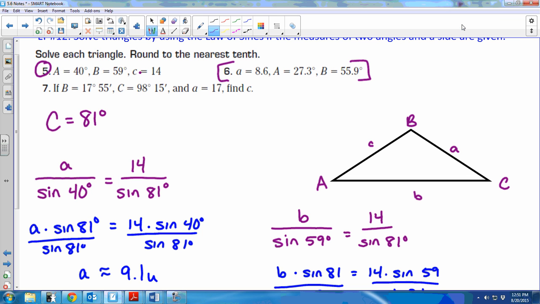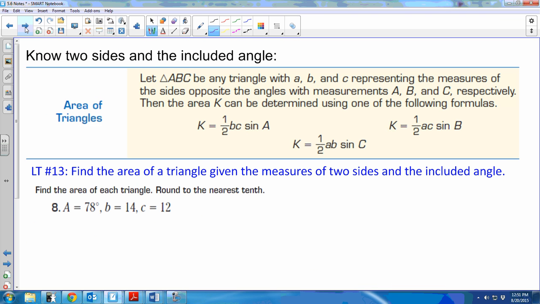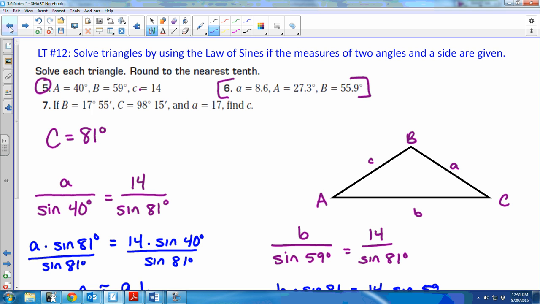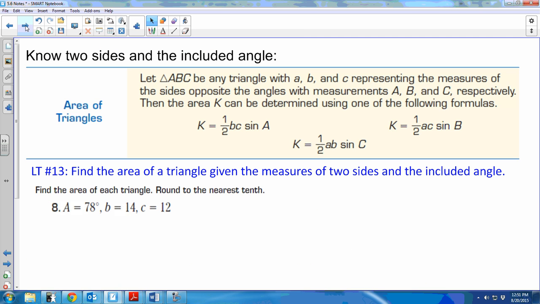Okay, learning target 13. If you are given two sides and the included angle, so two sides and the angle in between them, so pretty much all the letters should be different. Two sides and an included angle. So remember from our picture, two sides and an included angle should be three different letters. Then you can find the area of a triangle without having to find the altitude and the base and doing half the base times the height. You don't have to do that if you have two sides and the included angle. Instead, you have this formula.